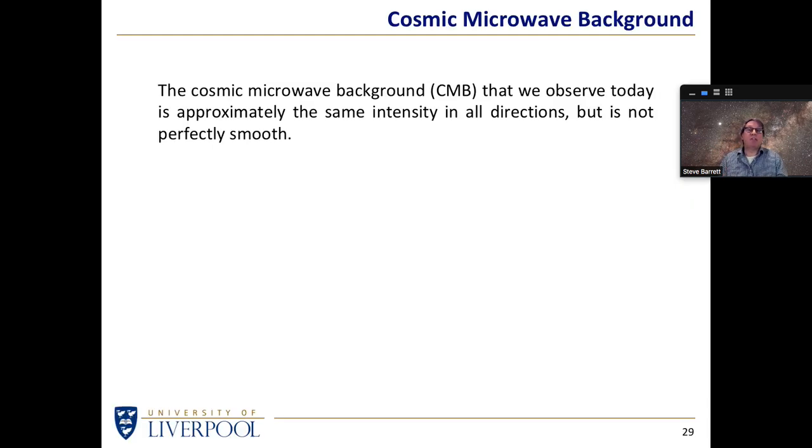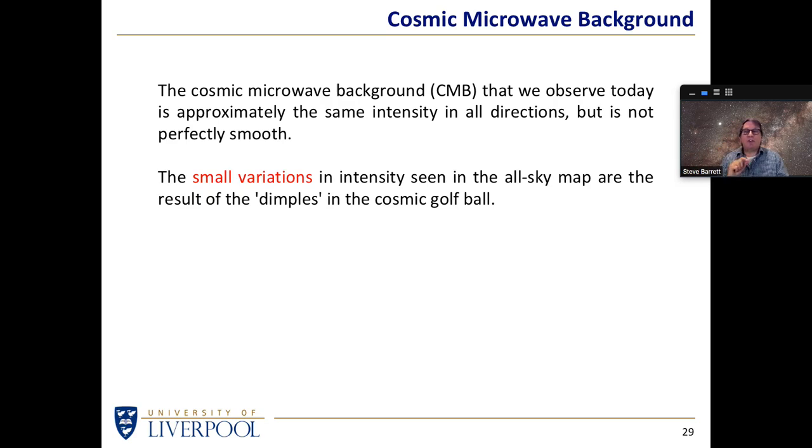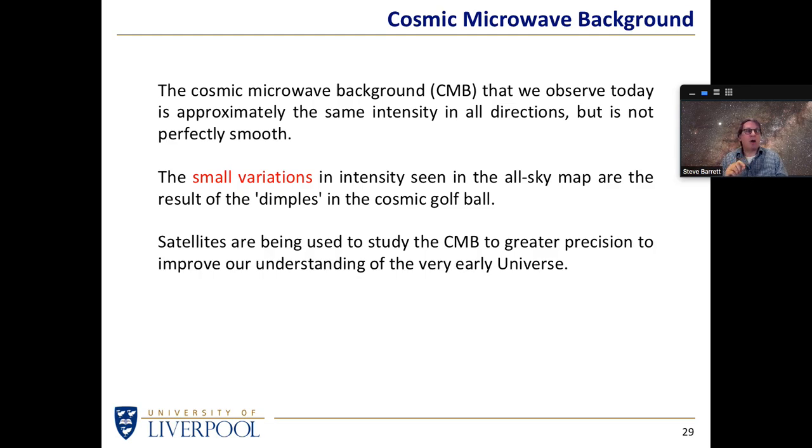And that is precisely why people are observing very closely what that cosmic microwave background looks like. Yes, it's very smooth, but those small variations tell us about the early universe. And that's why satellites, because it's difficult to see these microwaves from the ground, are being used to observe the cosmic microwave background in ever greater detail to try and improve our understanding of the very early universe.